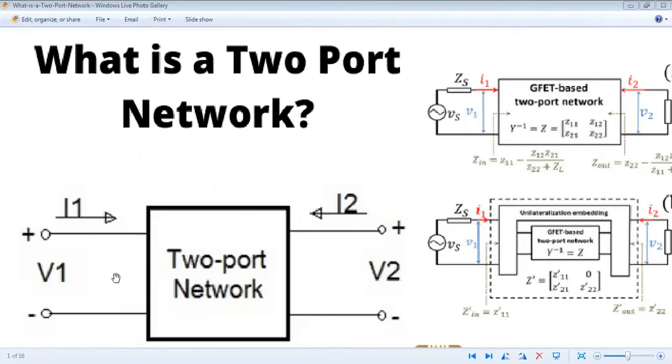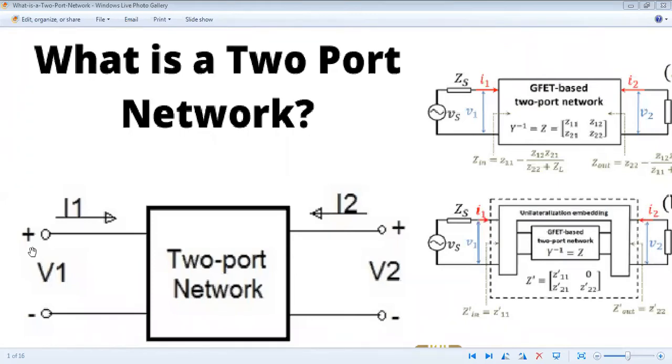Z parameters and Y parameters are used in the circuit. There is a technology called Symbian technology where Y parameters are used, and also it is used in waveform shaping technology. Okay, that is the application of this two-port network.